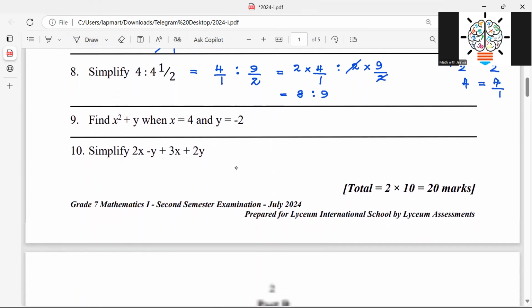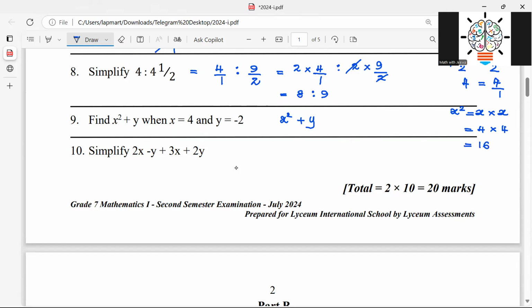So then the next one, you want to find x squared plus y when x is equal to 4 and y is negative 2. What we do, we write x squared plus y. What do you mean by x squared? That is x multiplied by x. What is the value of x? 4. 4 times 4, then the answer is 16.